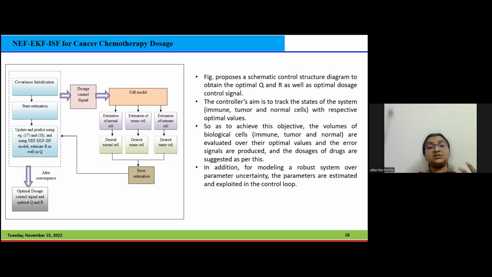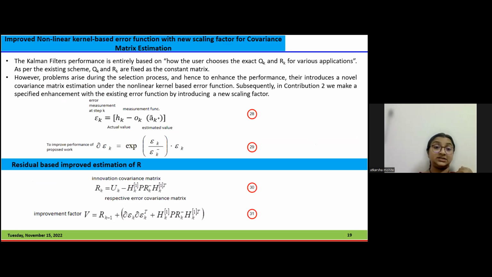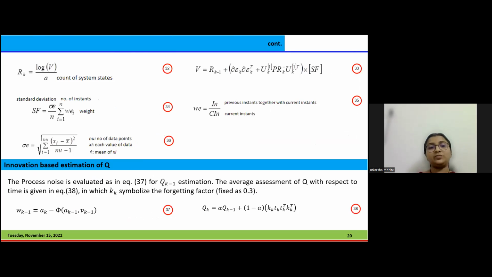Now again we are considering the second concept, that was the improved scaling factor concept. Here the scaling factor which we have considered was the starting factor, where we are going to estimate the normal, tumor, and immune cells. Here, the covariance error matrix, that is the Kalman filtering technique, has been re-enhanced, where the residual based improved estimations have been considered, as well as the improved scaling factor.